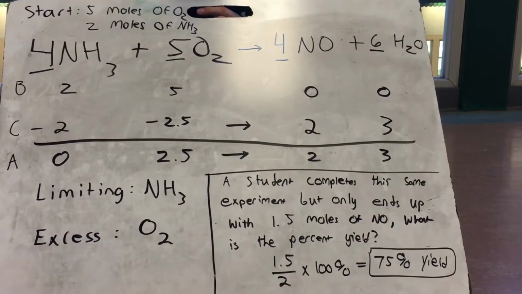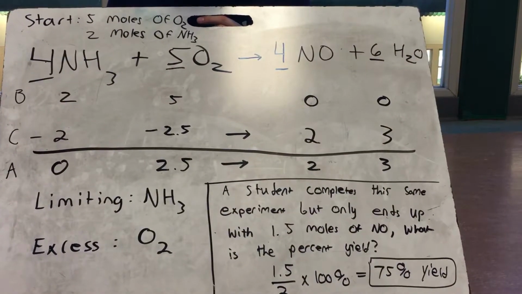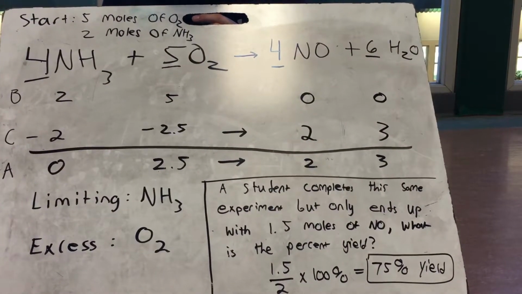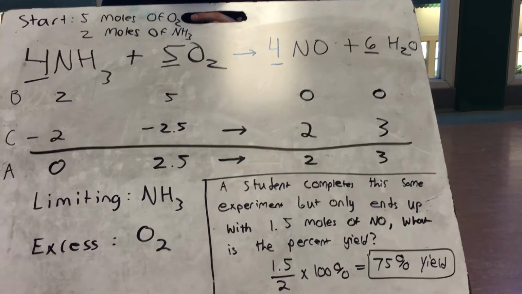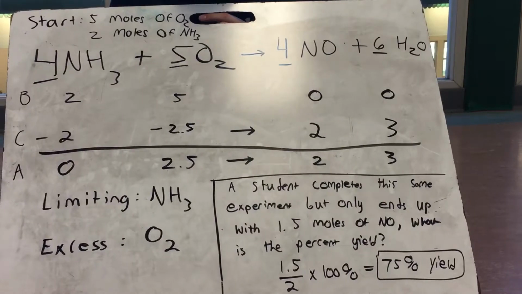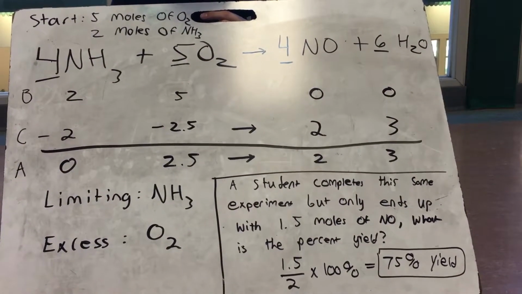So you'll end up with 2.5 moles of O2, and 4 moles of NO will become 2 moles, because you're only using half of the reactant, so you'll end up with 2 moles. And then OH is the same thing: you start with 6, but it'll become 3 because you're only using half the reactants, so it'll end up as 3.